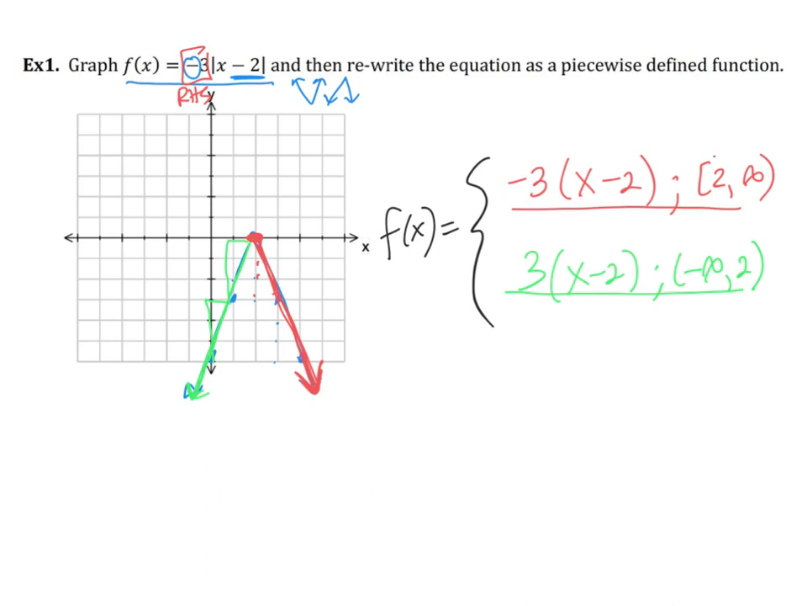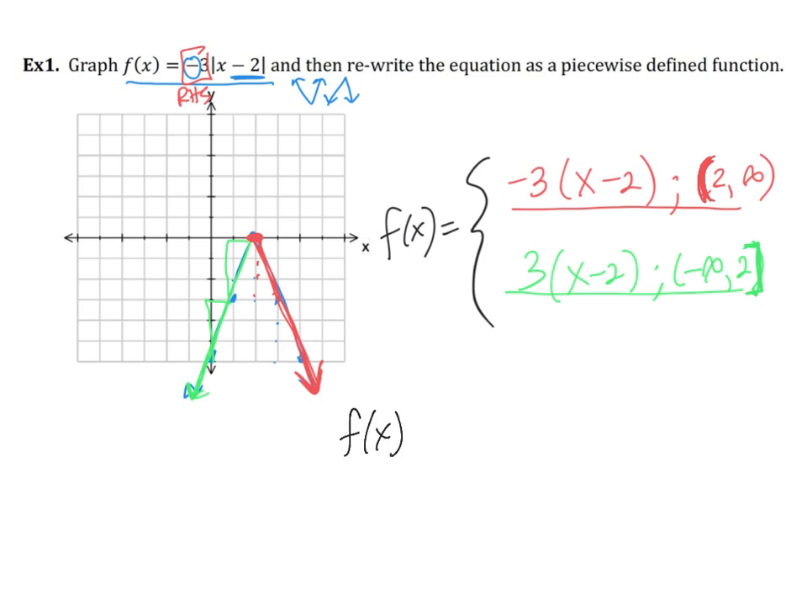We could have excluded the 2 on the first one and included the 2 on the second one, and that would be fine as well. We don't care where you include it and where you exclude it. That's really going to be your choice.